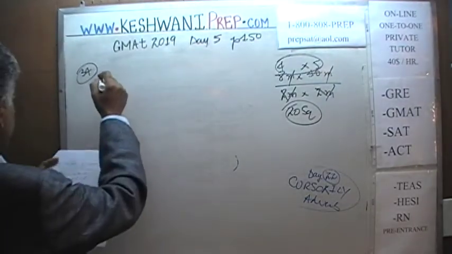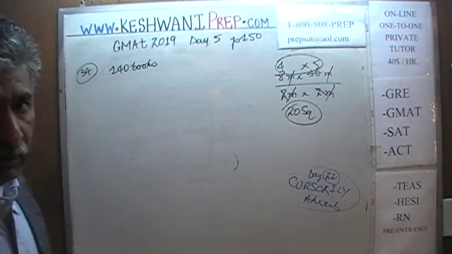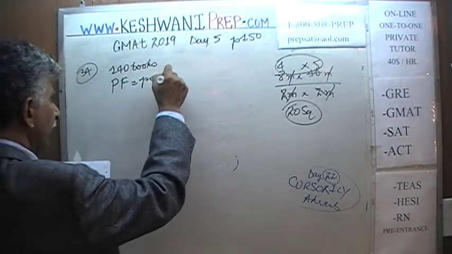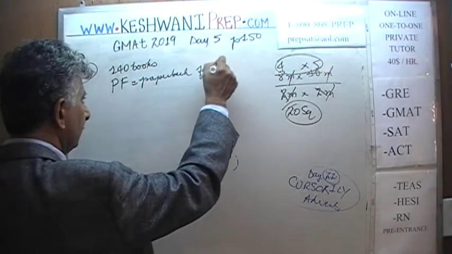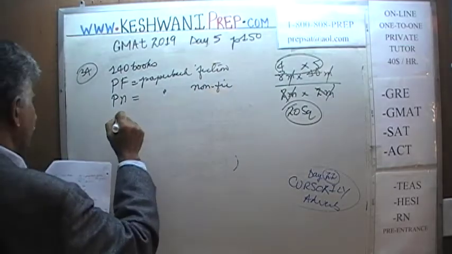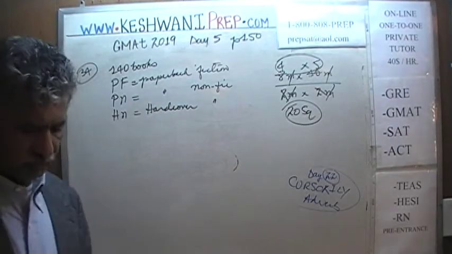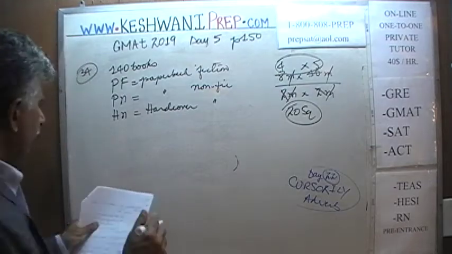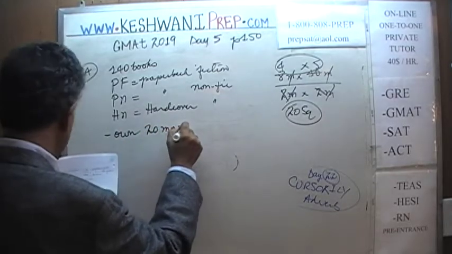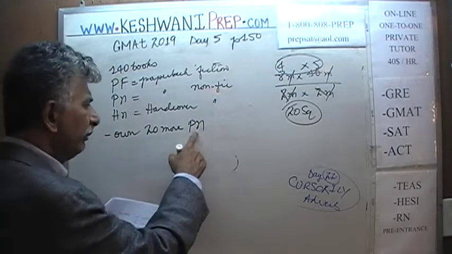So here's how it goes. We are told that we have a total of 140 books. They are made up of three different types. These are the three types: paperback fiction, paperback nonfiction, and hardcover nonfiction. Those are the three types of books we have, and here's what we are told. We are told that we own, or this guy owns, 20 more paperback nonfiction.